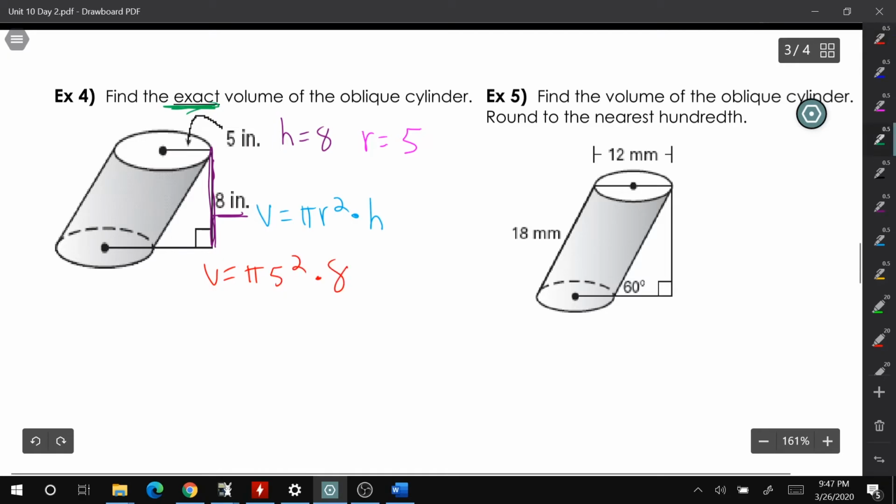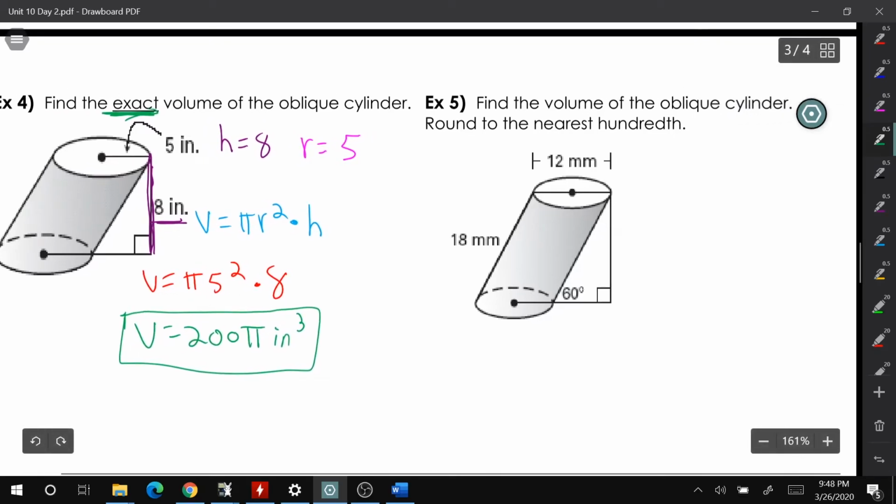Alright, 5 squared is 25 times 8 is 200. So the volume equals 200 pi. And our units are cubic inches. And since it says exact, we are going to leave that alone.